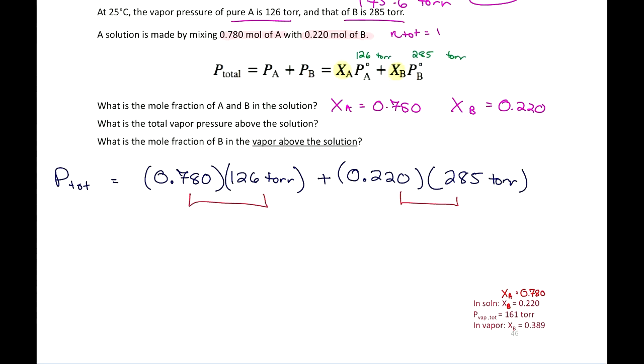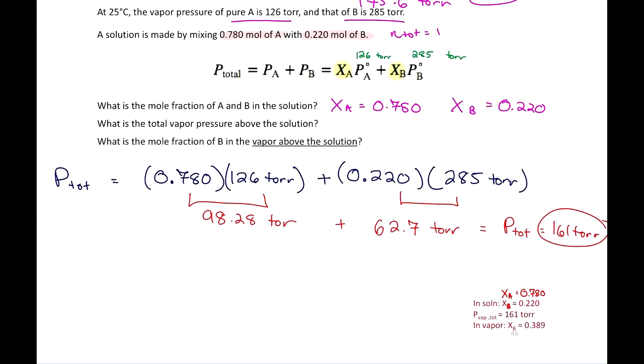If you multiply those mole fractions together, you see that A contributes 98.28 torr, plus B is contributing 62.7 torr. So we see that the total vapor pressure above this mixture is equal to 161 torr. All right, and so we were right. Yeah, 161 is closer to 126 than it is to 285 because there's more A present in the liquid phase.